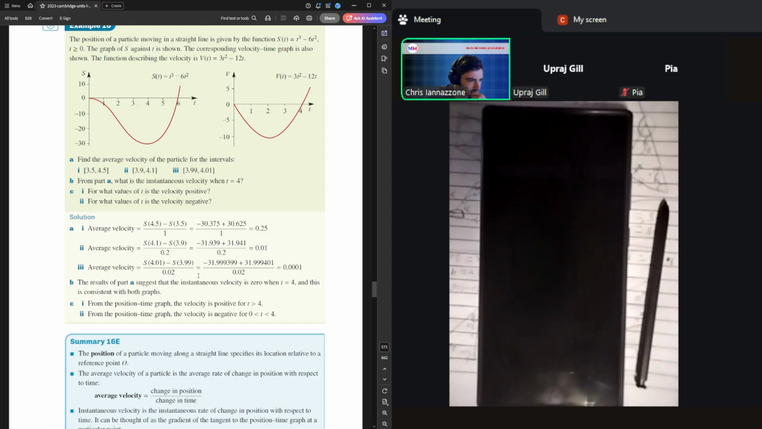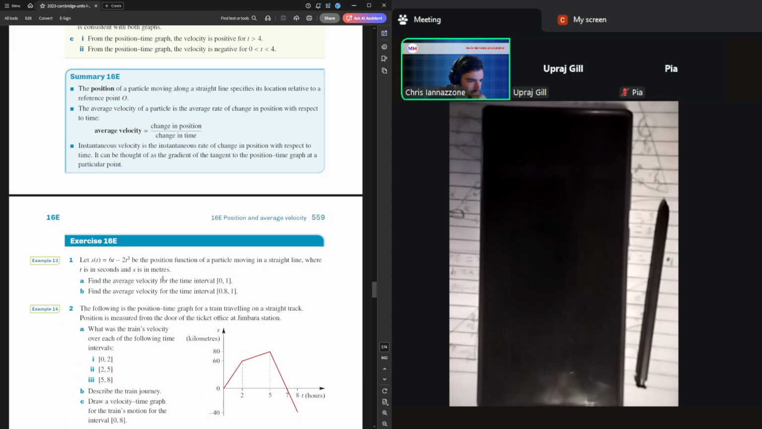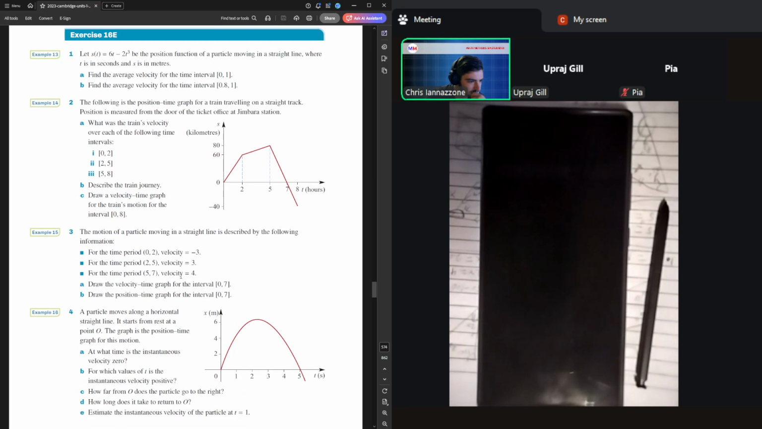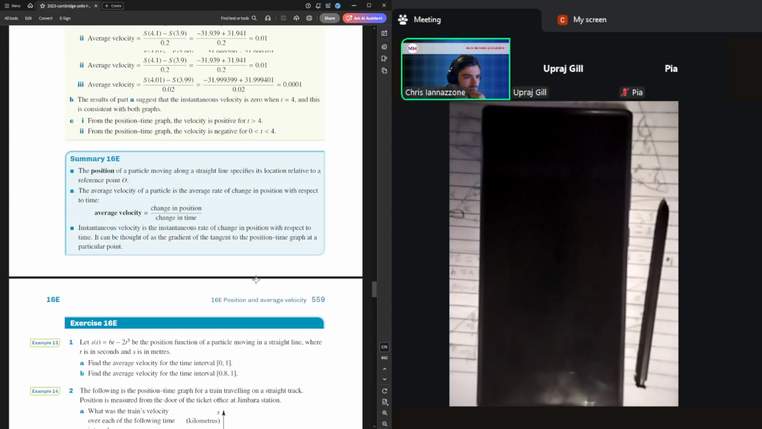Are they going to give us any velocity equations? Instantaneous. Yeah, okay. They play with it for a bit. They don't give you anything concrete. They kind of just get you to analyze the overall slope. Is it positive? Is it negative? That sort of thing.